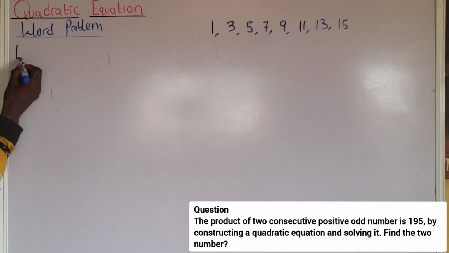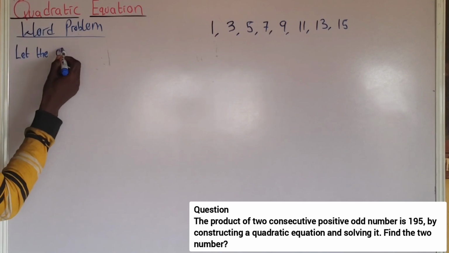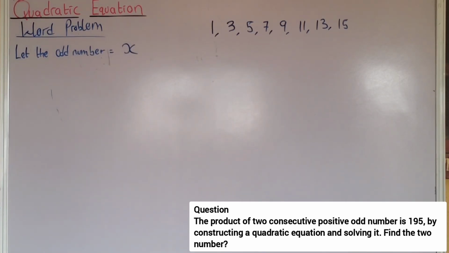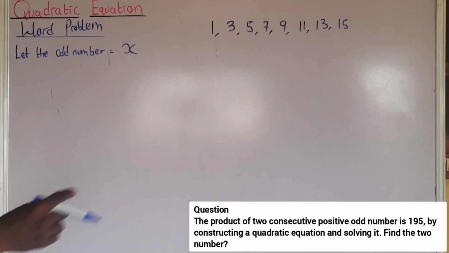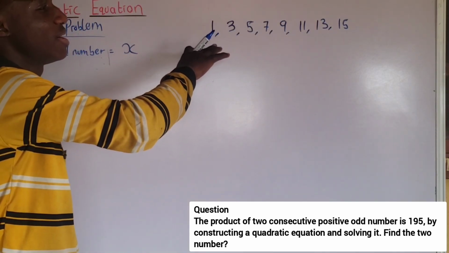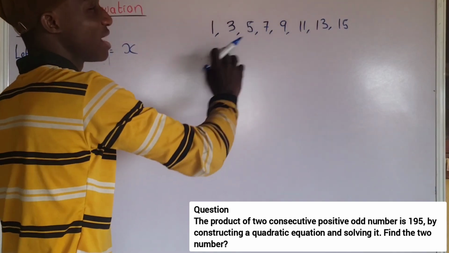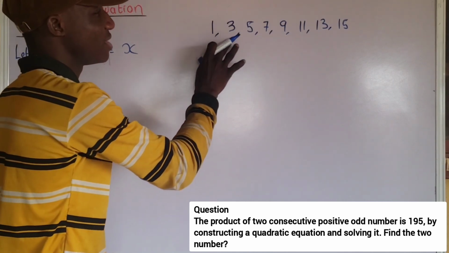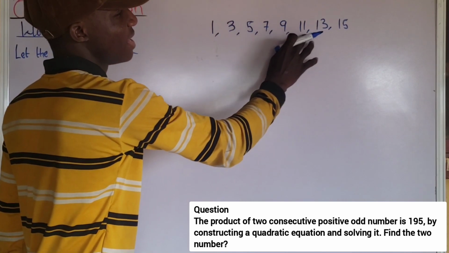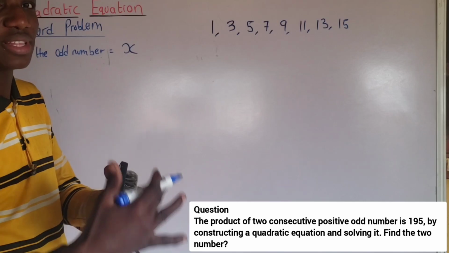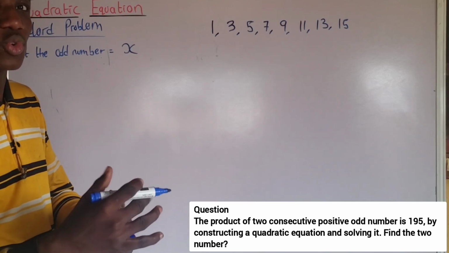So let the odd number equal x. Okay, now the first odd number will be x, because we are dealing with two odd numbers now. For example, let's say we want to take two consecutive odd numbers among all these odd numbers that I wrote on the chalkboard. We can either choose 1 and 3, or 3 and 5, or 9 and 11, or 13 and 15. They are consecutive because they follow after each other. The odd number after 13 is 15. After 15 is 17. So that is why we call it consecutive.